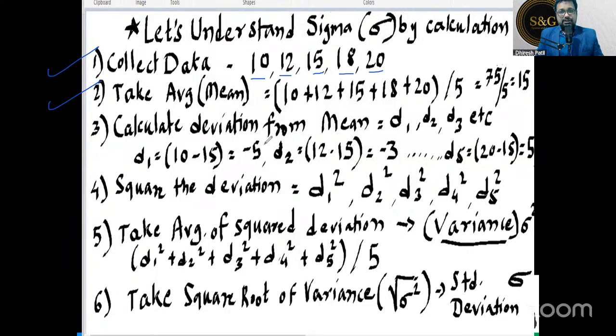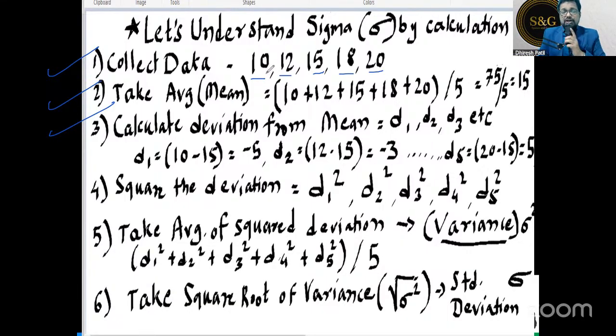from that average, you calculate the deviation. Because dispersion is nothing but the distance, right? So the average becomes the reference value. From the reference value, what is the distance of each and every data point? So step number 3 is calculate the deviation from the mean value, which is D1, D2, D3, D4, and D5, which is deviation 1, deviation 2.